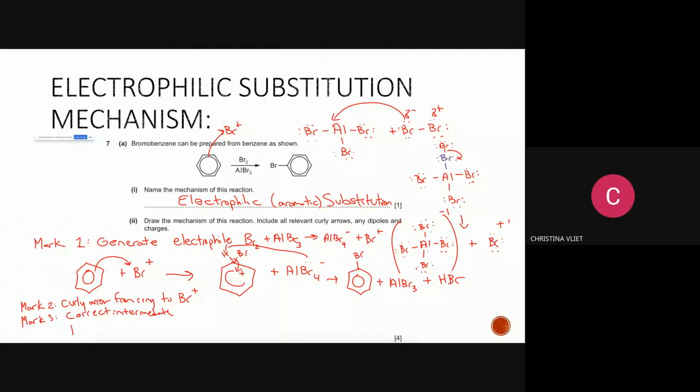And mark 4. Curly arrow from the CH bond into the ring, and loss of hydrogen. And specifically loss of H+.